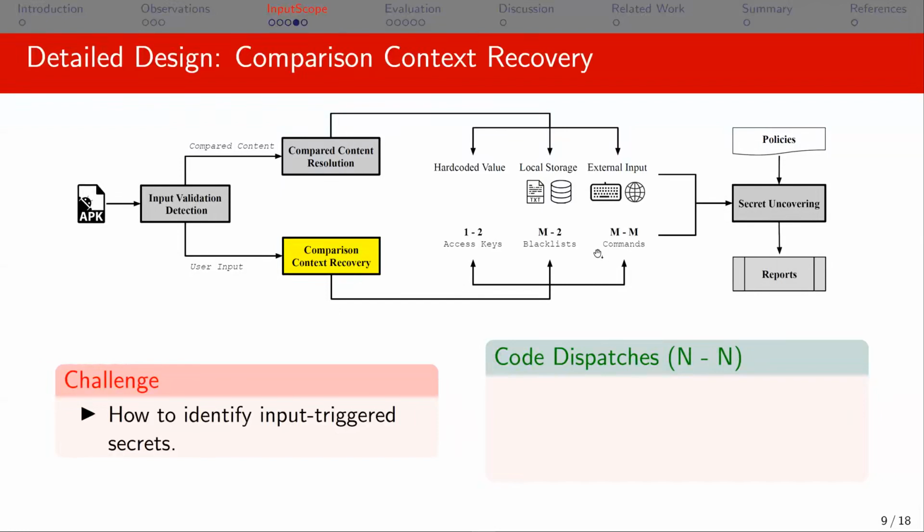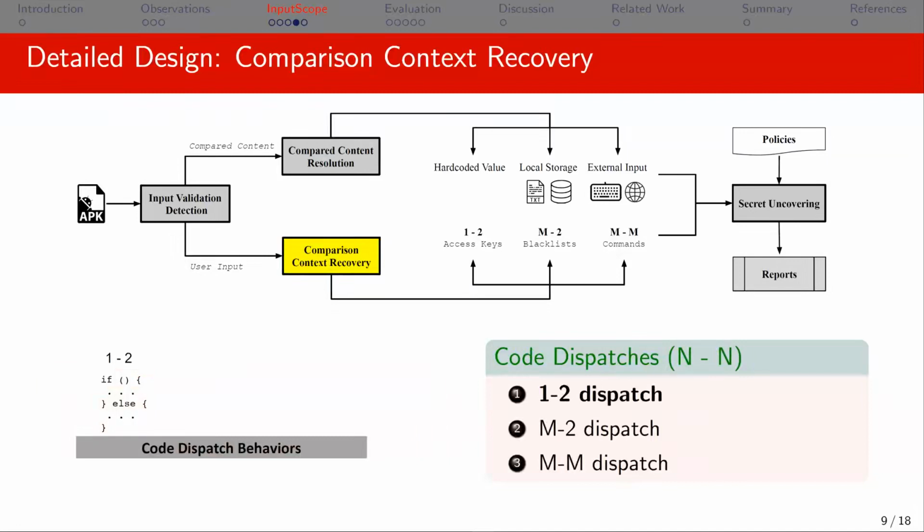In total, we have 3 dispatches. First, 1 to 2 dispatch. For example, in an if and else block, a user input is only compared once, and regardless of whether the condition is satisfied, there will be 1 branch to take. So totally, there are 2 branches. Therefore, it is 1 to 2.